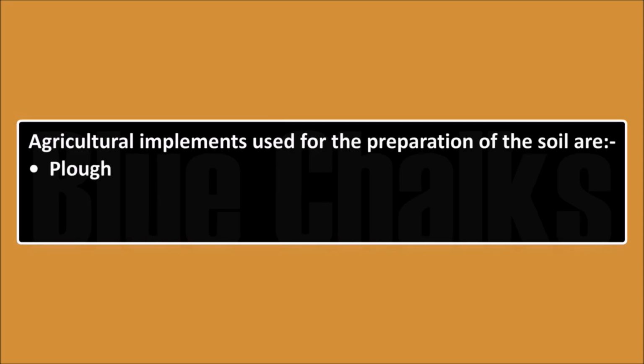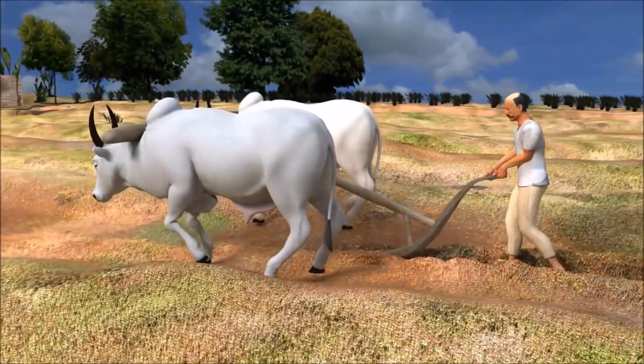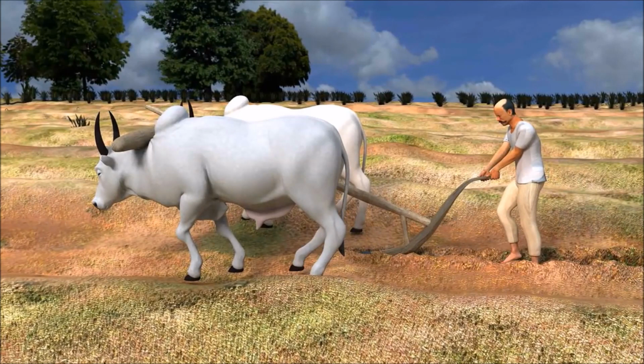Agricultural implements used for the preparation of the soil are plow, hoe, cultivator. Let us see how the plow is used first. This is a very old implement used for tilling the soil. It is made of wood and is drawn by a pair of bulls or other animals.